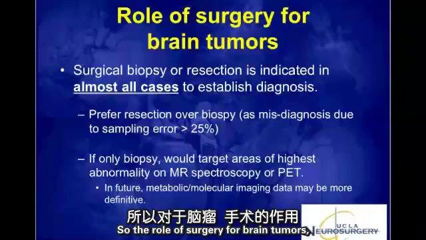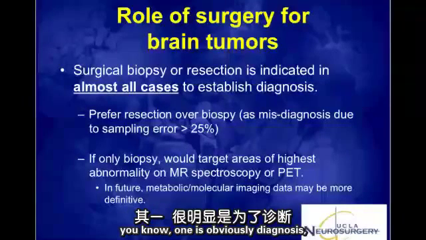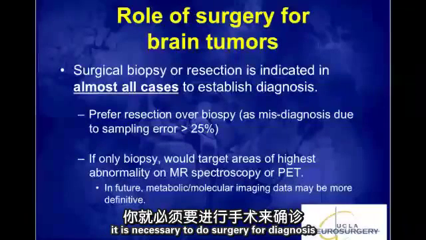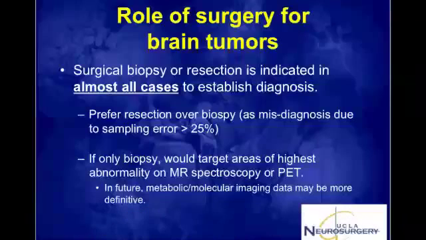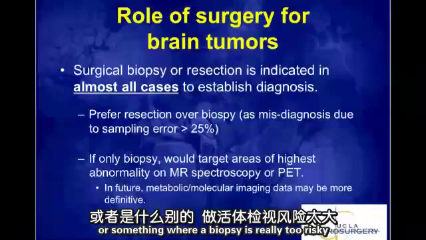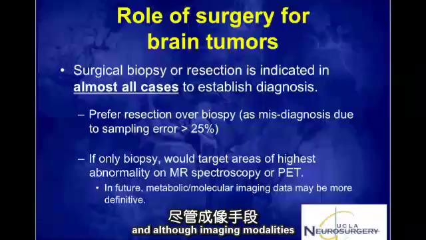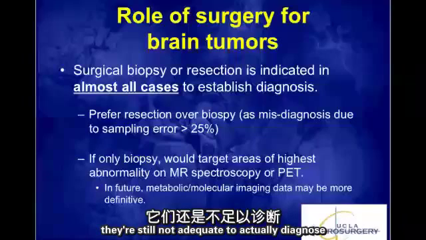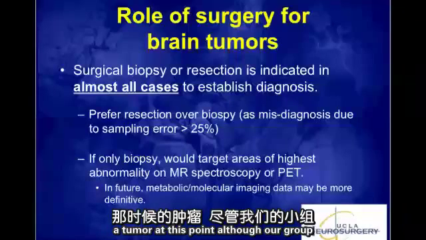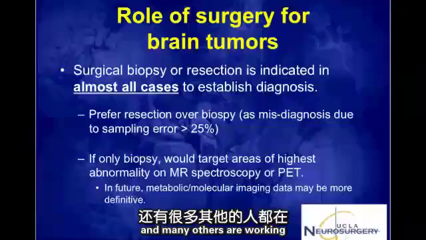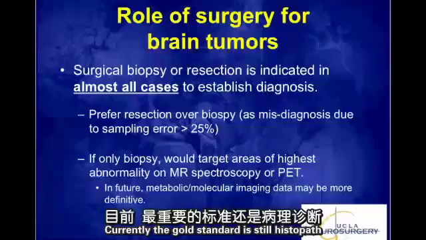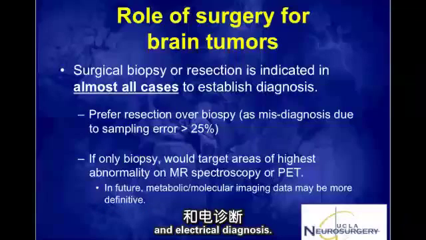So the role of surgery for brain tumors, one is obviously diagnosis. If you have an undiagnosed lesion, it is necessary to do surgery for diagnosis, unless, for instance, you have a brainstem glioma or something where a biopsy is really too risky. Although imaging modalities are getting very good, they're still not adequate to actually diagnose a tumor at this point. Although our group and many others are working on various different molecular and metabolic imaging techniques to do this. Currently, the gold standard is still histopathological diagnosis.